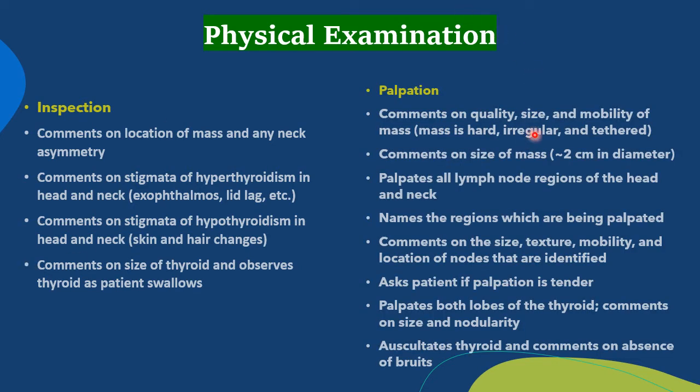On palpation, comment on the quality, size, and mobility of the mass. Comment on its hardness, irregularity, or whether it's tethered. Comment on the size of the mass, especially if less than 2 cm in diameter. Palpate the lymph nodes in the regions of the head and neck. Name the regions which are being palpated. Comment on the size, texture, mobility and location of the nodes that are identified on palpation.